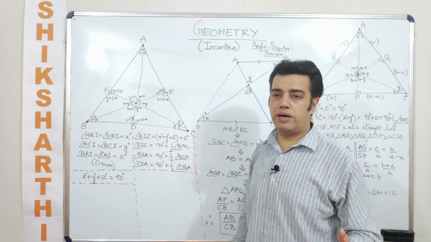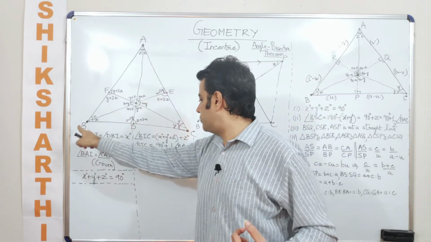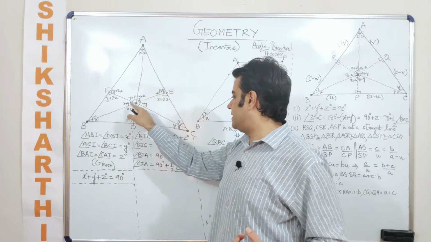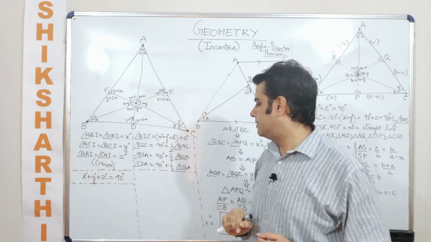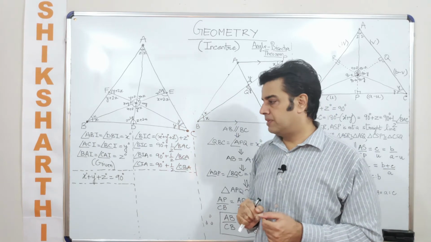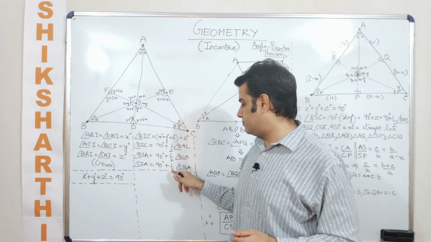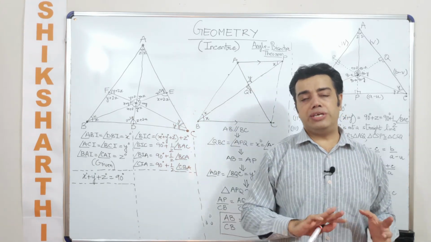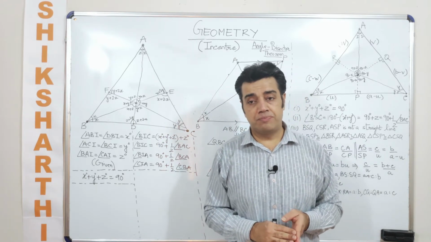Bisector means dividing it into half. Analogously, I can find out angle AIB also, or I can find out angle BIA, which is nothing but 90 degrees plus half of angle ACB or BCA. Analogously, I can find out the angle CIA is equal to 90 degrees plus half of angle CBA. So this was talking about the angle part of it with the help of angle bisectors.